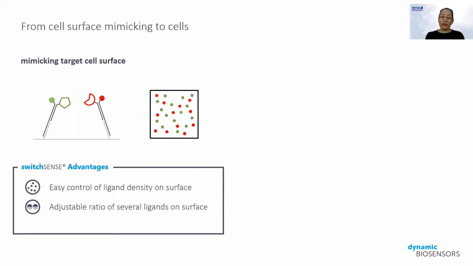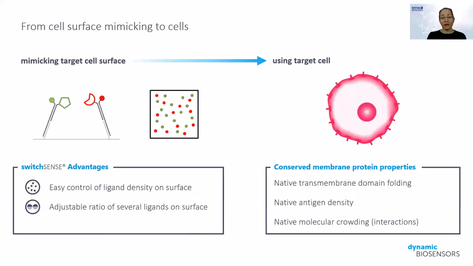The easy control of the ligand density on the switchSENSE surface, as well as the adjustable ratio of several antigens, allows to mimic target and off-target cell surfaces in the heliX biosensor. Yet, we also know that membrane protein targets might change their properties when undergoing a purification process. Considering that 60% of all antigens targeted by current antibody therapeutics actually are transmembrane proteins, it would be desirable to measure kinetic rates not only on purified antigens, but actually on antigens in the native surrounding in the cell membrane. This will ensure correct folding of the membrane protein.